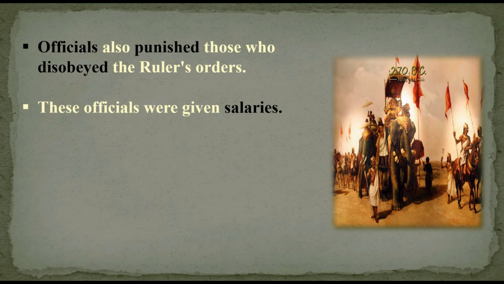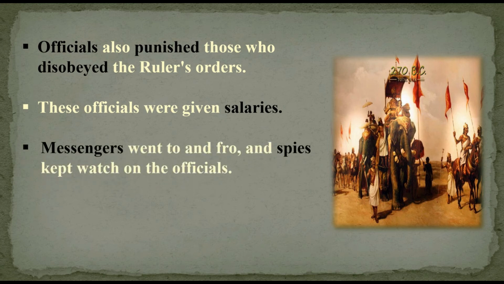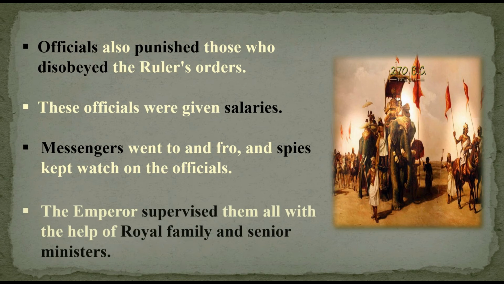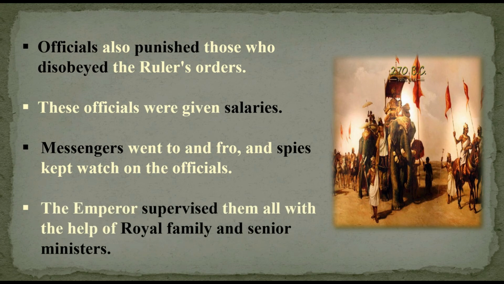Messages went to and fro and spies kept watch on the officials. So, were the officials obeying their ruler's orders or not? For watching that, they kept spies also. The emperor supervised them all with the help of the royal family and senior ministers.